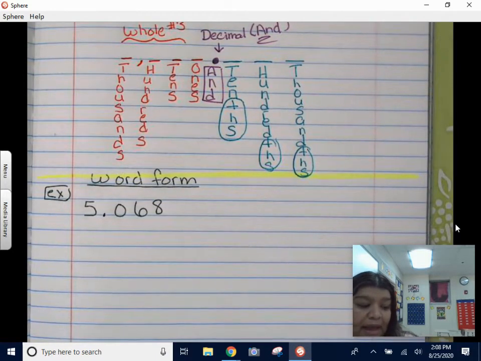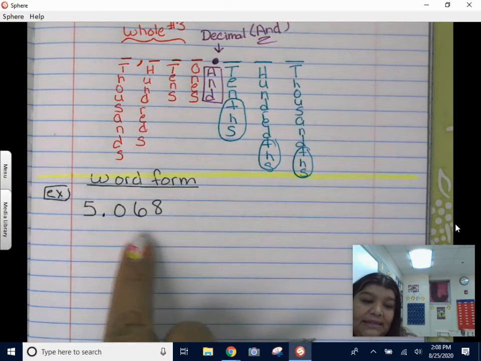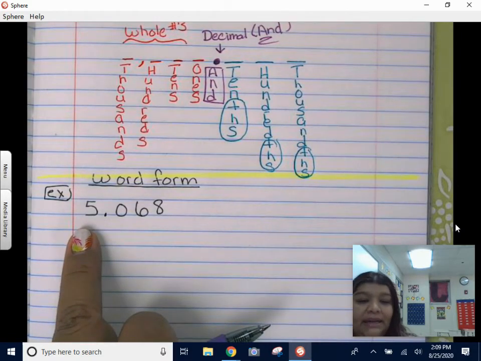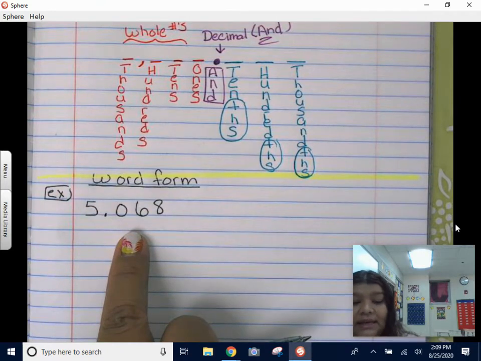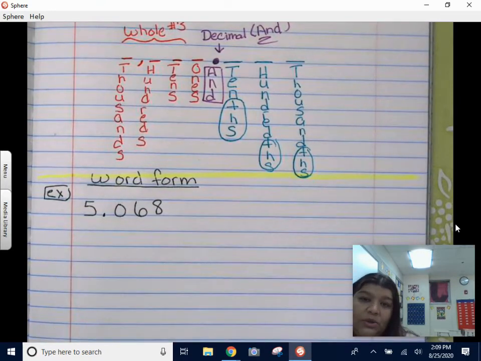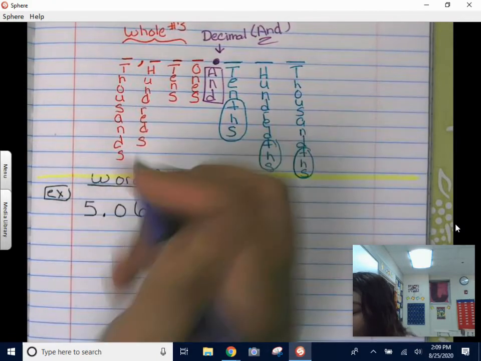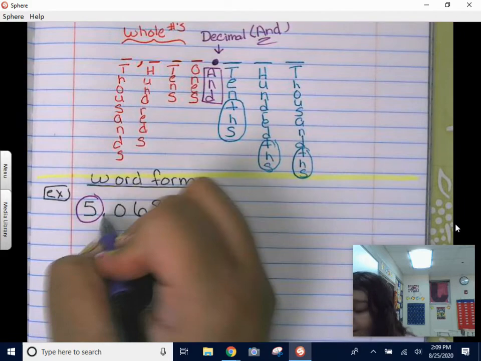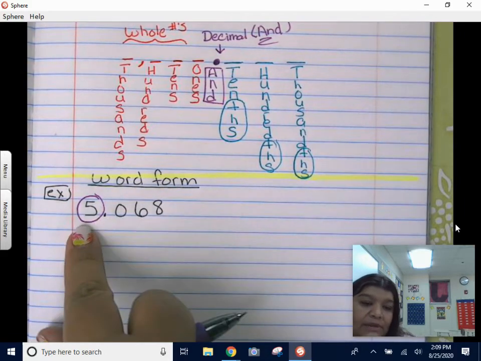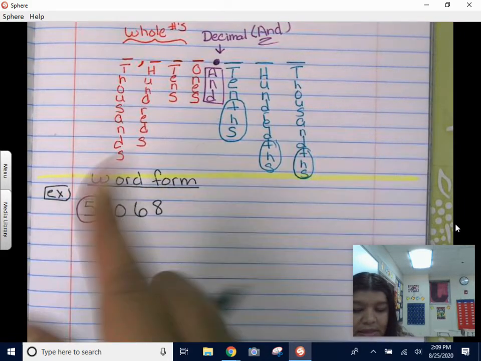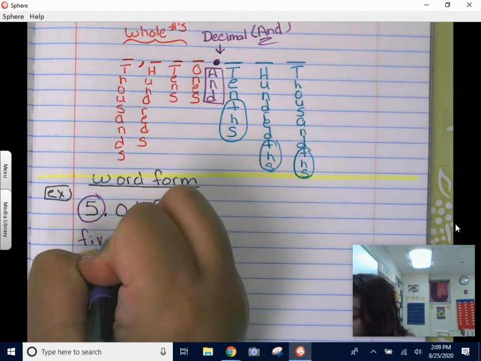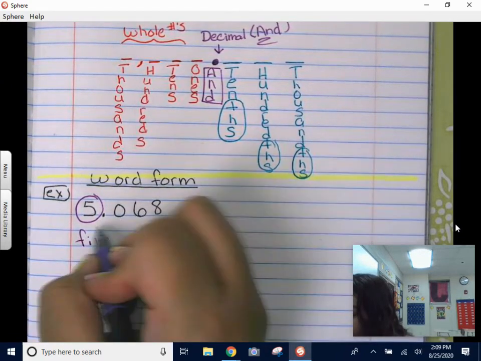All right, now the first thing I see is a decimal. So that decimal tells me I have whole numbers on the left side and I have decimal place values on the right side. So I'm going to start with a whole number because you read the way you write. So we're going to start with the left number here. And since it's a whole number, I'm just going to say it. How would you say this number? It's the number 5. So I'm going to write out 5. Okay, easy enough, right?